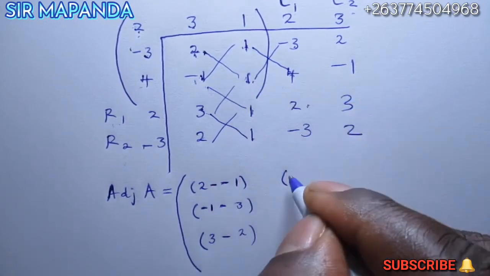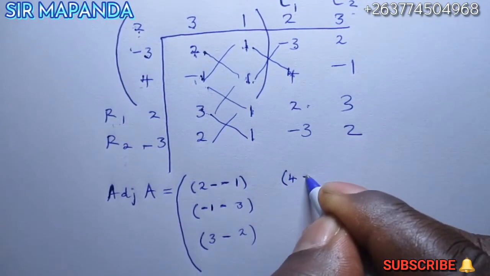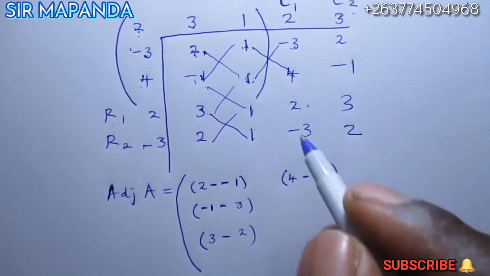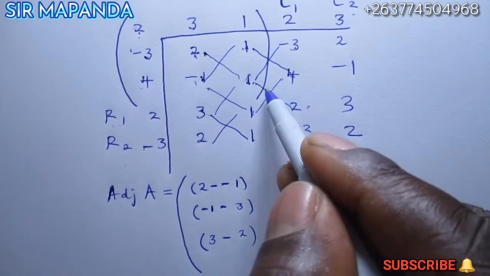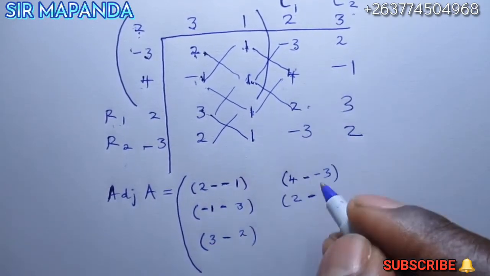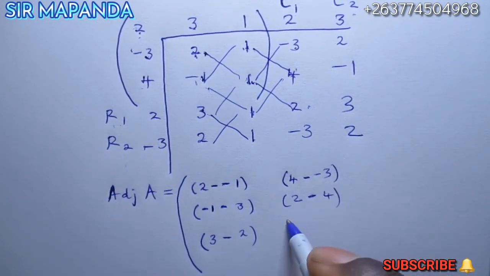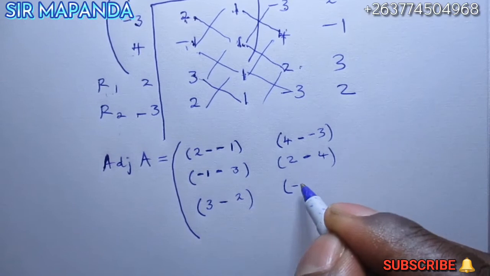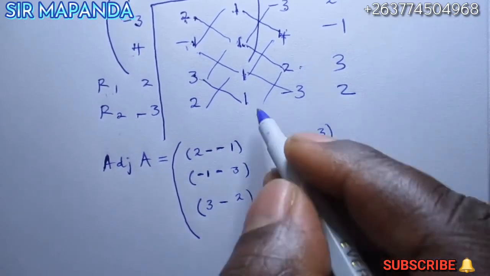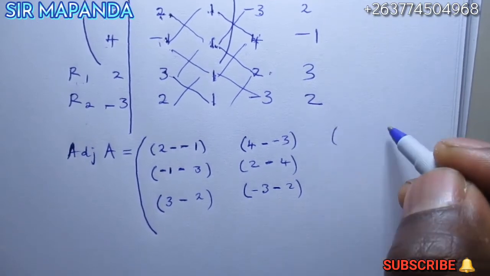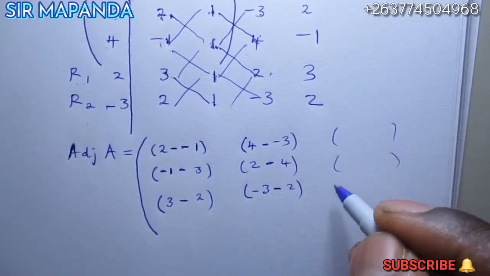So 1 times 4, you get 4. Then you put a minus. 1 times minus 3, you get minus 3. Then you come here. 1 times 2, you get 2. You put a minus. 1 times 4, you get 4. Then you come here. 1 times minus 3, you get minus 3. You put a minus. 1 times 2, you get 2. So you are now left out with the last column to complete your adjoint.